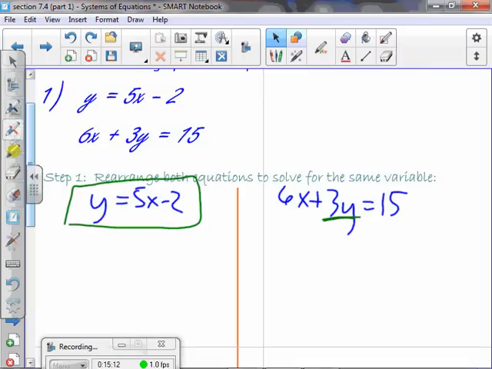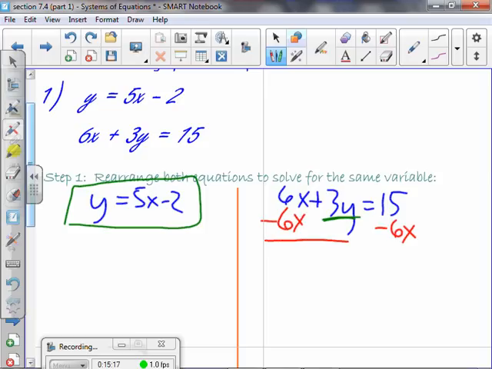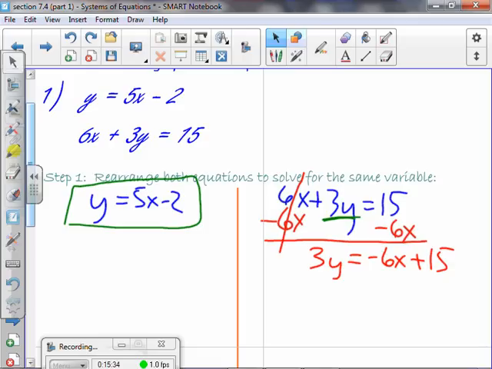First thing I do is subtract 6x from both sides. Now, this crosses out over here, but there are no like terms on the side with the 15, so I am just left with 3y equals negative 6x plus 15, or 15 minus 6x. Either way you'd like to do it is fine. I usually just write the variable first. I'm not done though. I have to get y by itself. There's still this 3, so I have to divide by 3.